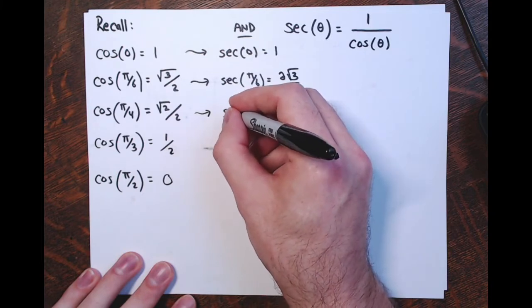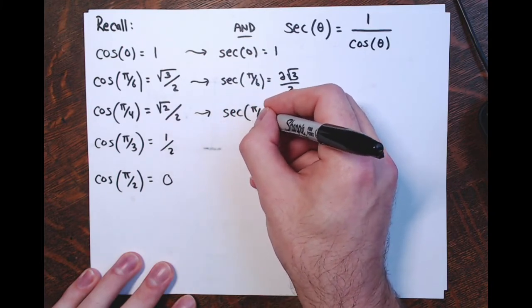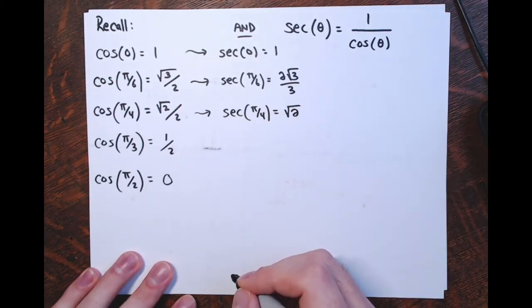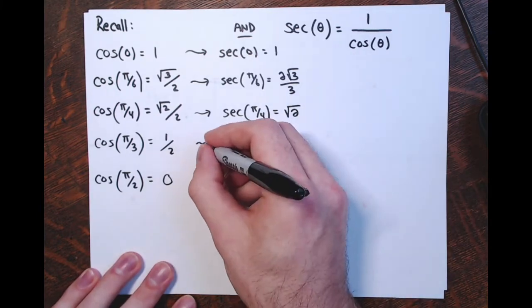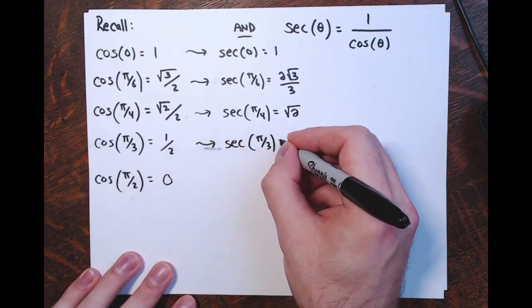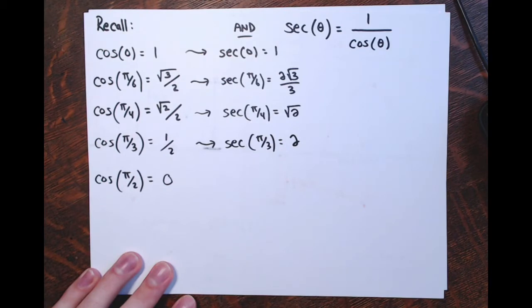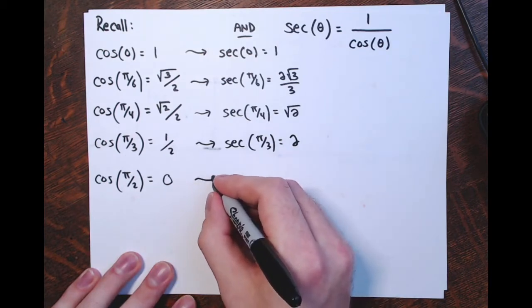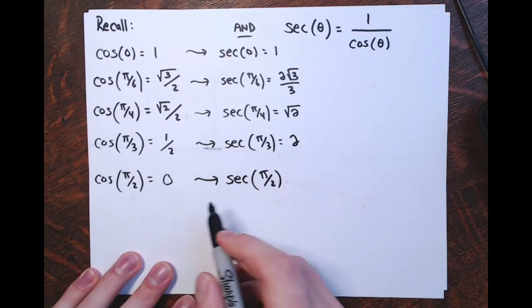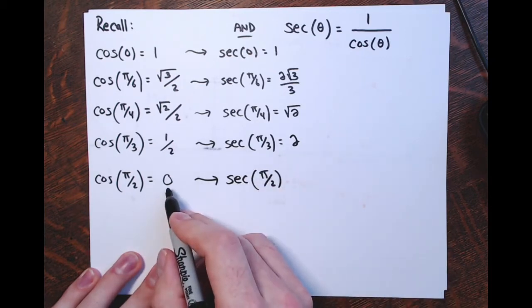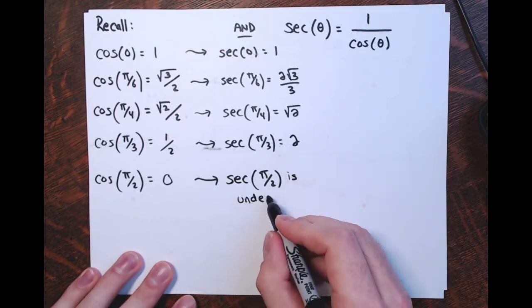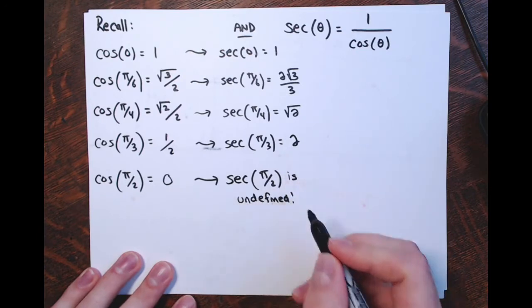The secant of pi over 4 is just the square root of 2, right? Something about 1.414. The secant of pi over 3 is 2, right, the reciprocal of a half. And then the secant of 90 degrees, pi over 2 radians, is undefined, right? The cosine is 0. 0 does not have a reciprocal. So I'll have an asymptote at pi over 2.